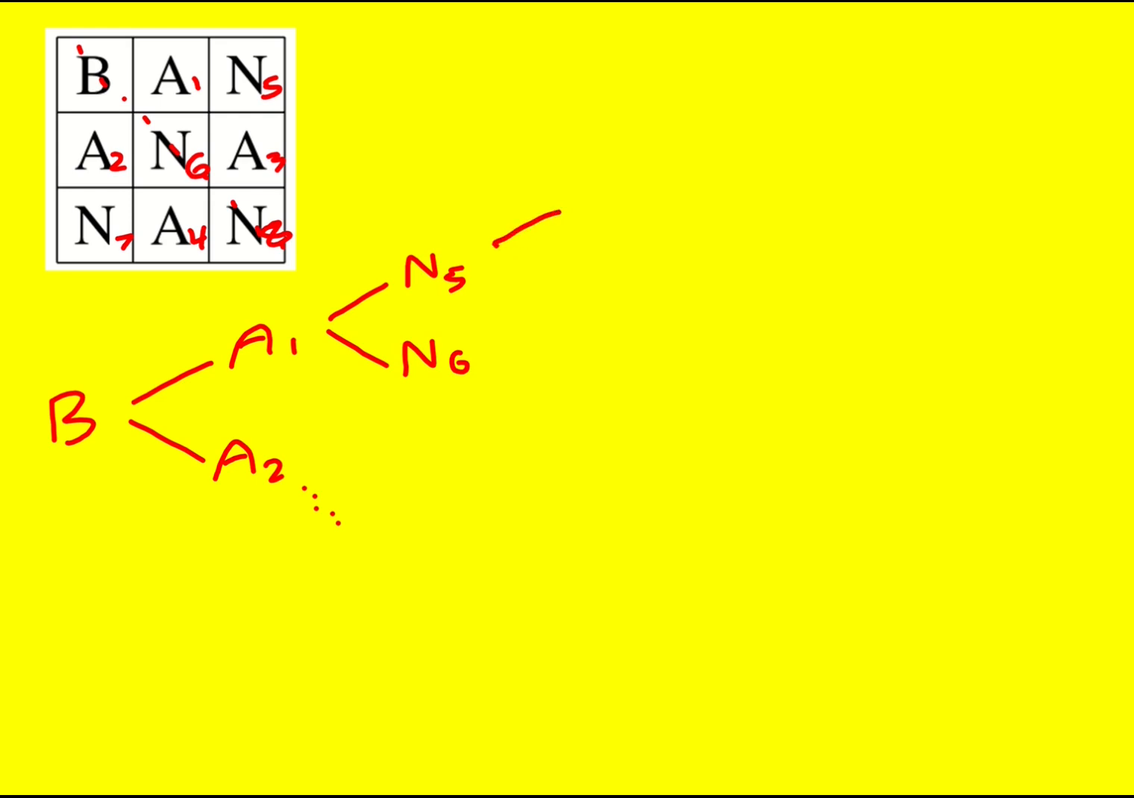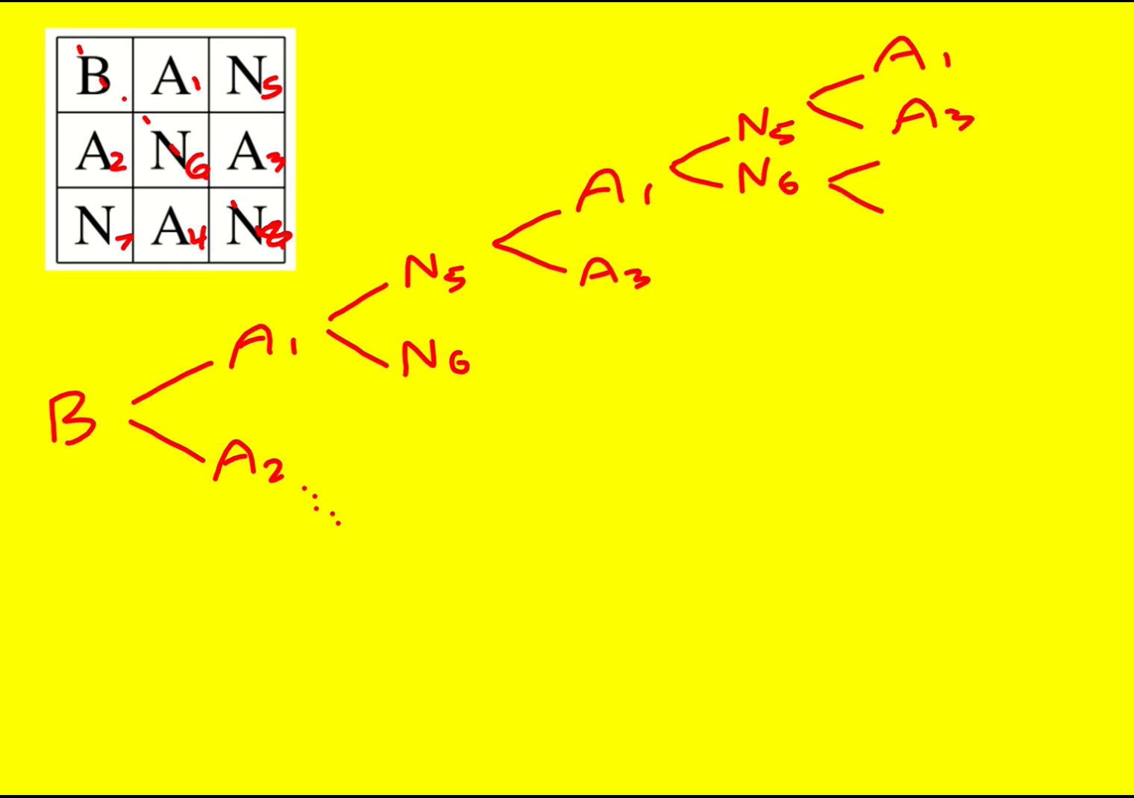And then if I'm at N5, I can either go back to A1 or I can go to A3 now. Okay, and then if I'm at A1, I've got two choices. I can either go to N5 or N6. And then from N5, I can either go to A1 or A3. Whereas if I'm at N6, then I could actually go to lots of different options, A1, A2, A3, or A4. So we're going to get 6 possibilities here. I'm going to try and keep track of that.